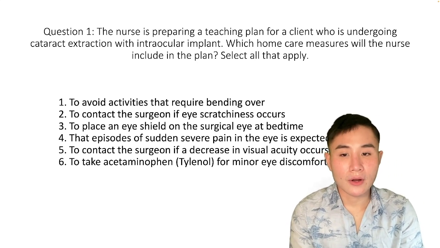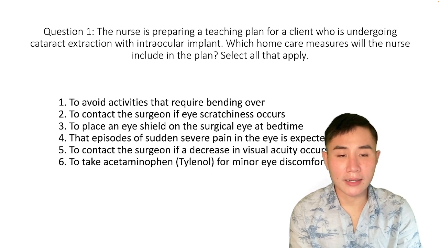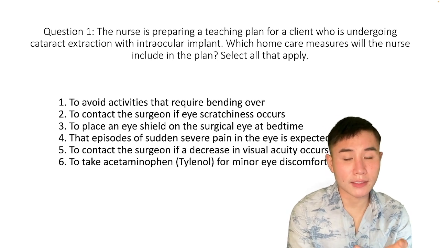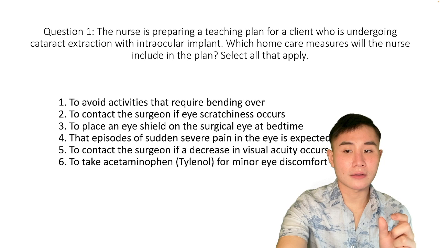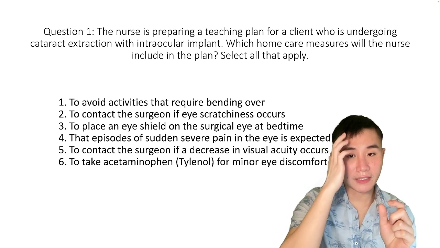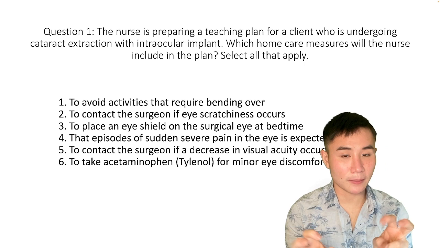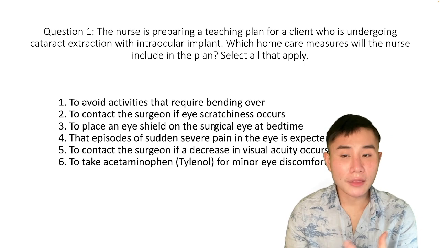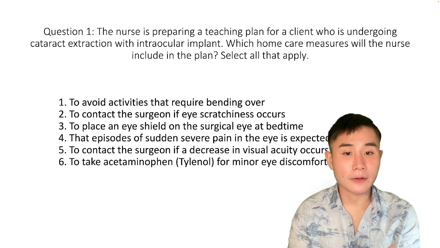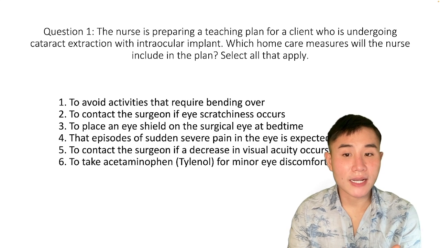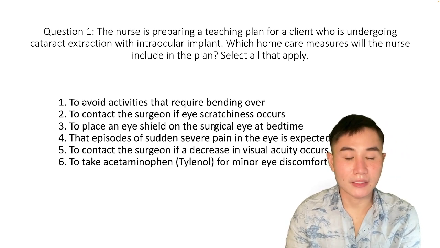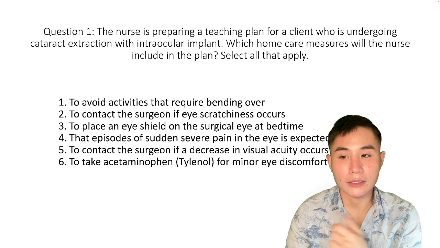4, that episode of sudden severe pain in the eye is expected. Okay, make sure you read the whole sentence. If we only read that episode of sudden severe pain, we already pick it because we think, okay, this is important, sudden severe pain. But it's actually not the case. Obviously, we want the patient to report if they have sudden severe pain in their eyes, but that is not expected. Sudden severe pain is not expected. So we don't teach that it is expected. So that's wrong, right? So 1 and 3 is correct so far.